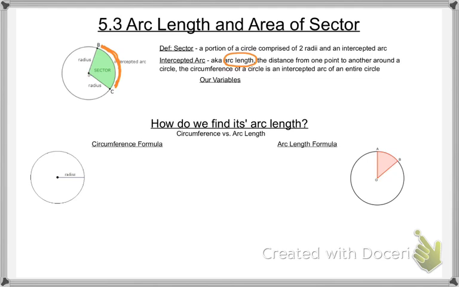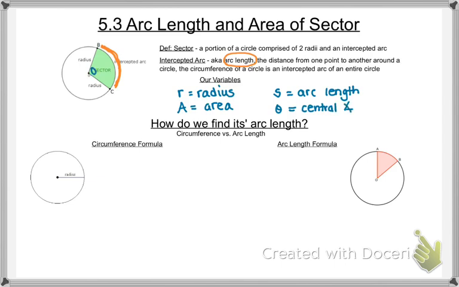So before looking for an arc length formula, let's define some variables. In this section, we're going to use R for the radius. We're going to use A for the area when we're looking for the area of that sector. And we're going to use lowercase s for arc length. Lowercase s is generally used for arc length. And then we're going to use theta to represent the measure of the central angle.